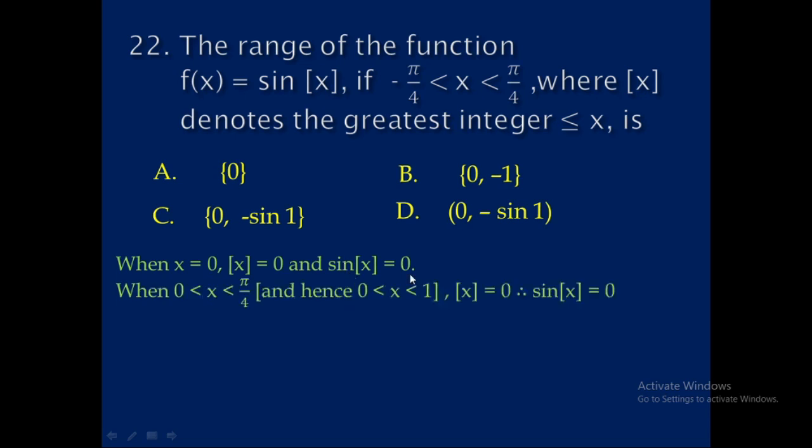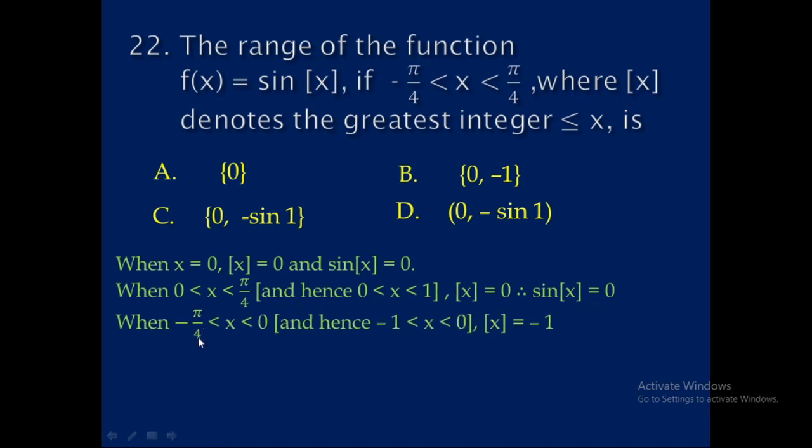And also you know that if x lies between 0 and pi by 4, pi is 3.1412, divided by 4 it is less than 1. It means x lies between 0 and 1. The greatest integer of x between 0 and 1 is 0. Therefore, the sine of 0 is 0.